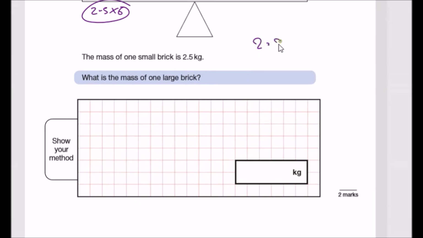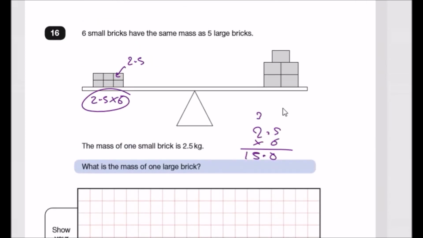So 2.5 times 6. Let's do a quick long multiplication. 6 times 5 is 30, carry the 3. And 6 times 2 is 12, add 3 is 15. So it's exactly 15. So the total mass here is 15 kg.